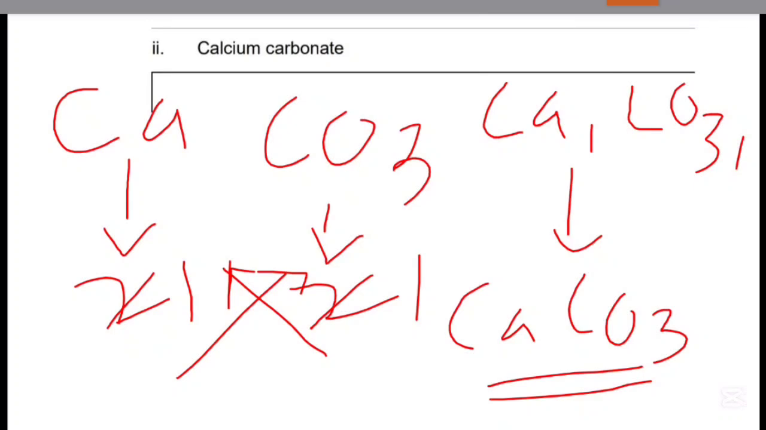Firstly, the valency of calcium is 2, valency of carbonate is 2. The 2s get cancelled and they get valency 1. So we do not have to write the valency as 1. So therefore we get calcium carbonate as CaCO3. So this is the chemical formula for calcium carbonate.